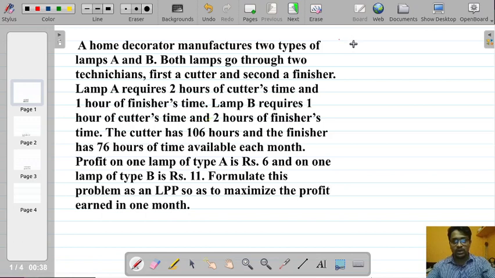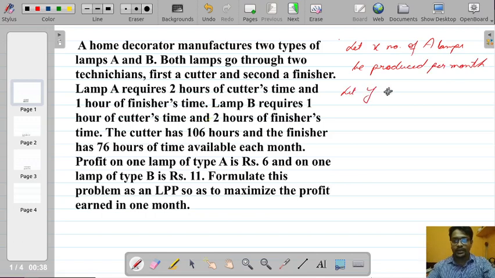Okay, so let us take, let x number of A lamps be produced per month, and let y number of B lamps be produced per month, right? So what are the constraints that are available?